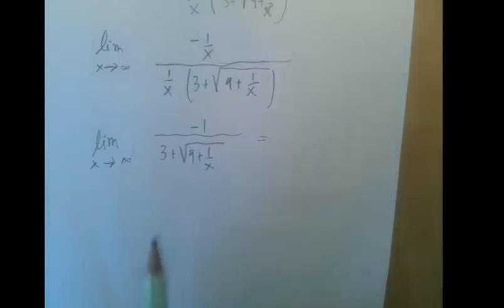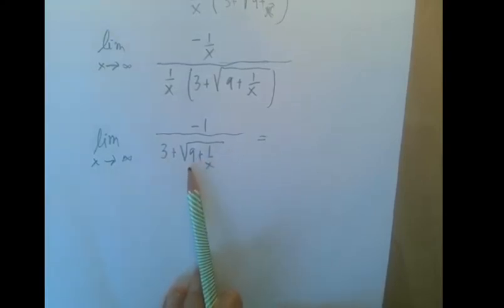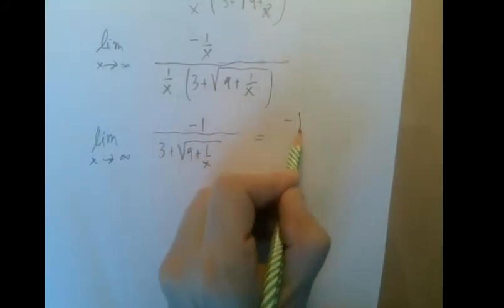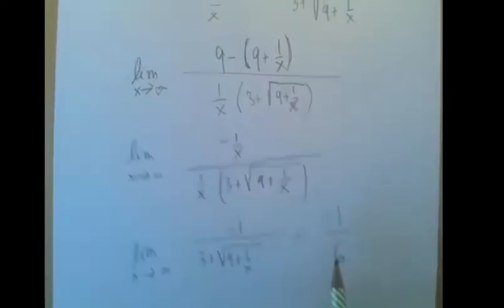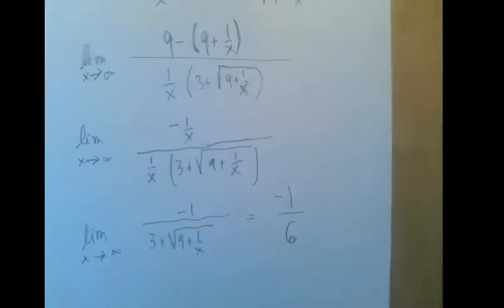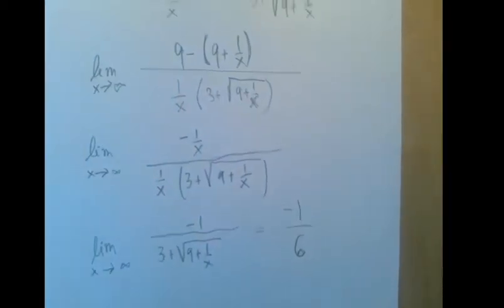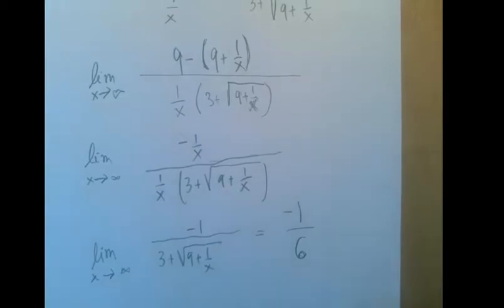Now as x approaches infinity, 1 over x gets closer and closer to 0, so this sum gets closer and closer to 9, whose square root is getting closer and closer to 3. So the answer is minus 1 over 6. Now that is not a limit we can find using our intuition, right? This was the question. Negative 1 over 6 is the answer. That's a really good illustration that our intuition has its limitations.